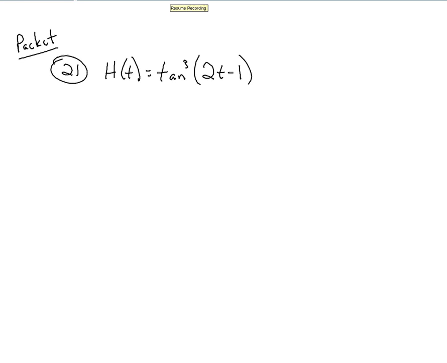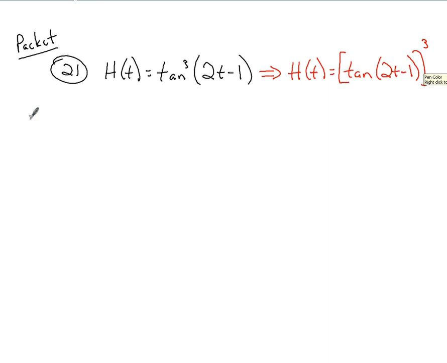Okay, I'd start by rewriting this one. Make it h of t equals the tangent, make note of the argument here, 2t minus 1, right? That's the argument on the tangent function. All of this is cubed. So the objective here is to take a first and second derivative. Let's work on the first.